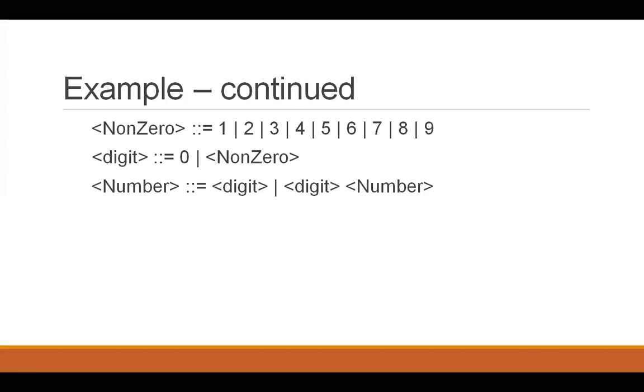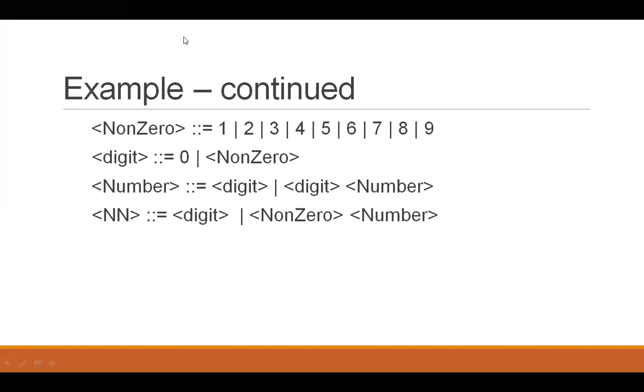Now I'm defining another thing called a number. A number can be a digit, or it can be a digit followed by a number. Again, number is being defined recursively. Now we have everything that we need to define the natural number. We say the natural number can either be a digit, or it can be a non-zero followed by a number.